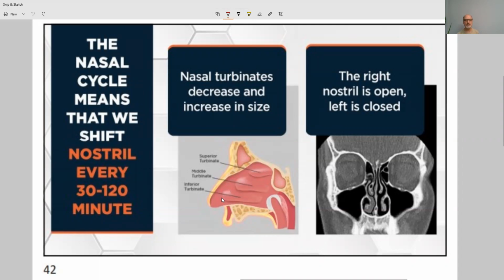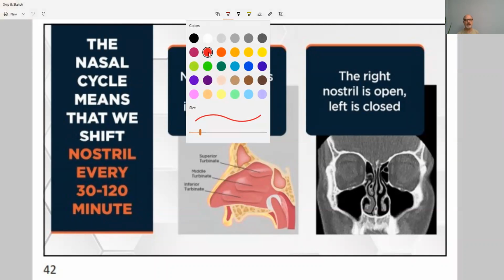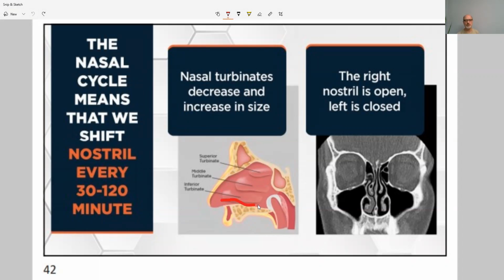And what these do, interestingly enough, is that these are actually erectile tissue. And as you're breathing in and out of your nose, there's a cycle going from the left side to the right side of your nose that's dictated by these turbinates. And these turbinates are erectile tissue that becomes engorged or unengorged, whatever the opposite of engorged is. And it controls the cycle of air going through our sinuses.